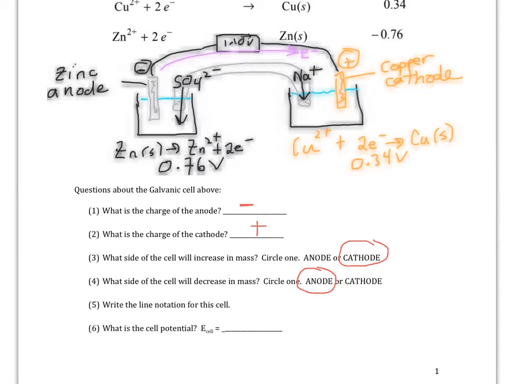And then we need to write the line notation for this cell. And the last thing is we need to calculate the cell potential, and we already did that part, so I'm going to jump to that part. 0.76 plus 0.34 volts equals 1.10 volts.